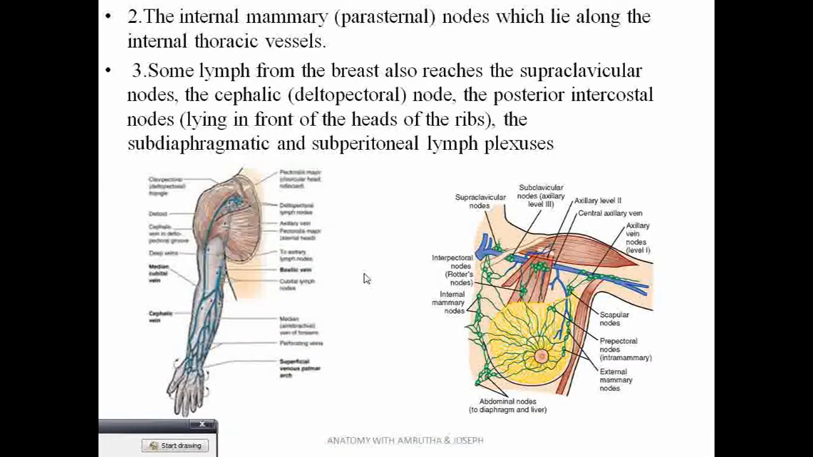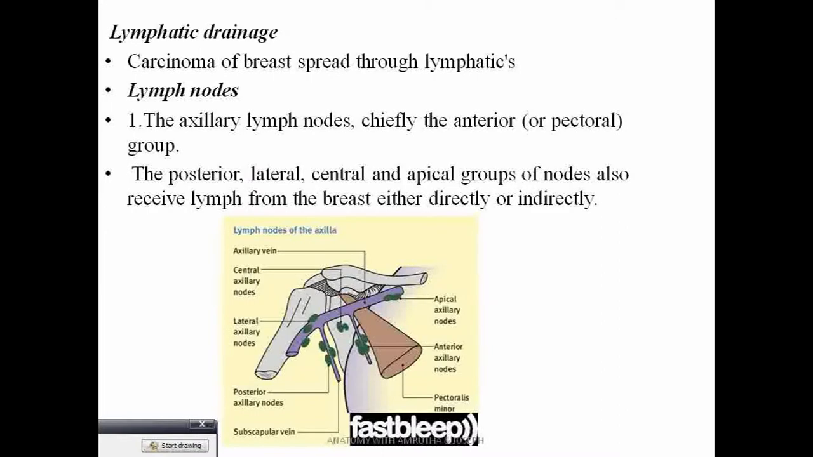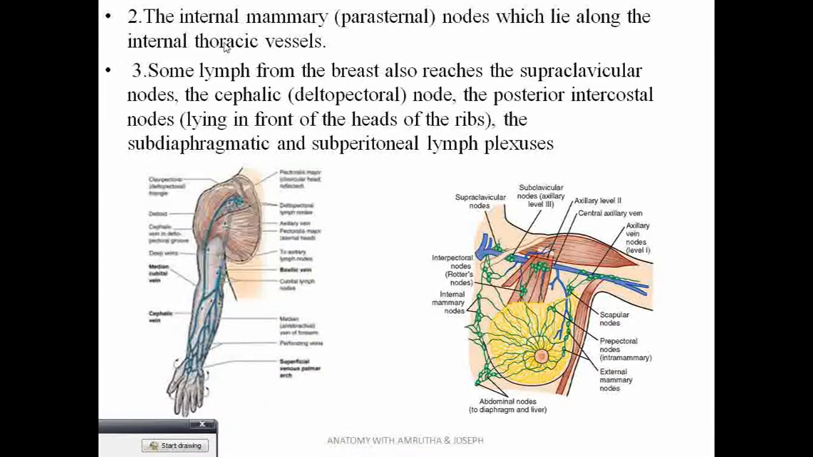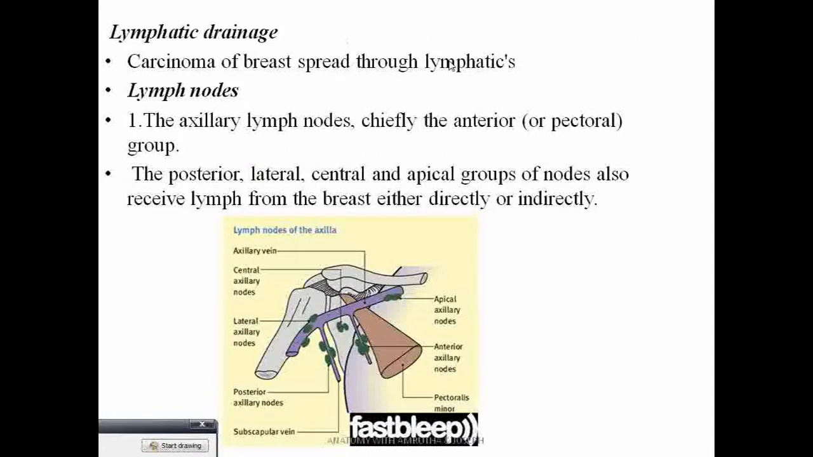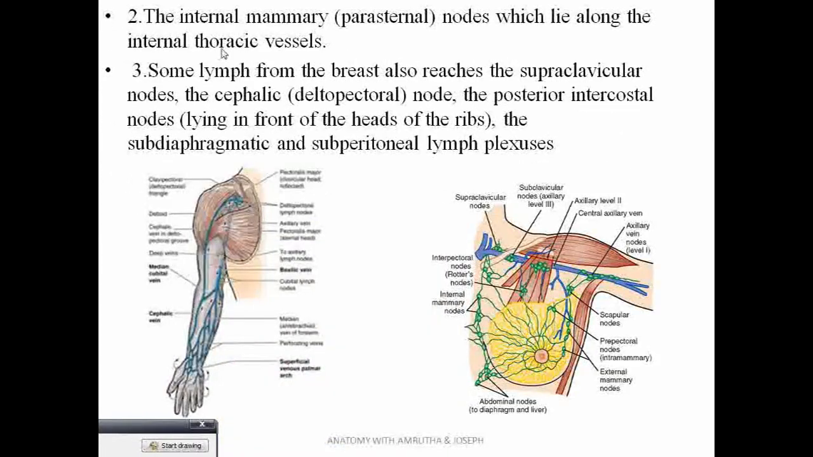Now, we have seen the first group, that is the axillary group of lymph nodes. The second group is the internal mammary lymph nodes. In the first group itself we have seen different parts according to the location of the lymph nodes. The second group draining the mammary gland is the internal mammary nodes, also called parasternal because they lie on either side of the sternum, along the internal thoracic vessels. Internal thoracic vessels pass along the lateral aspect of the sternum on the deeper aspect.